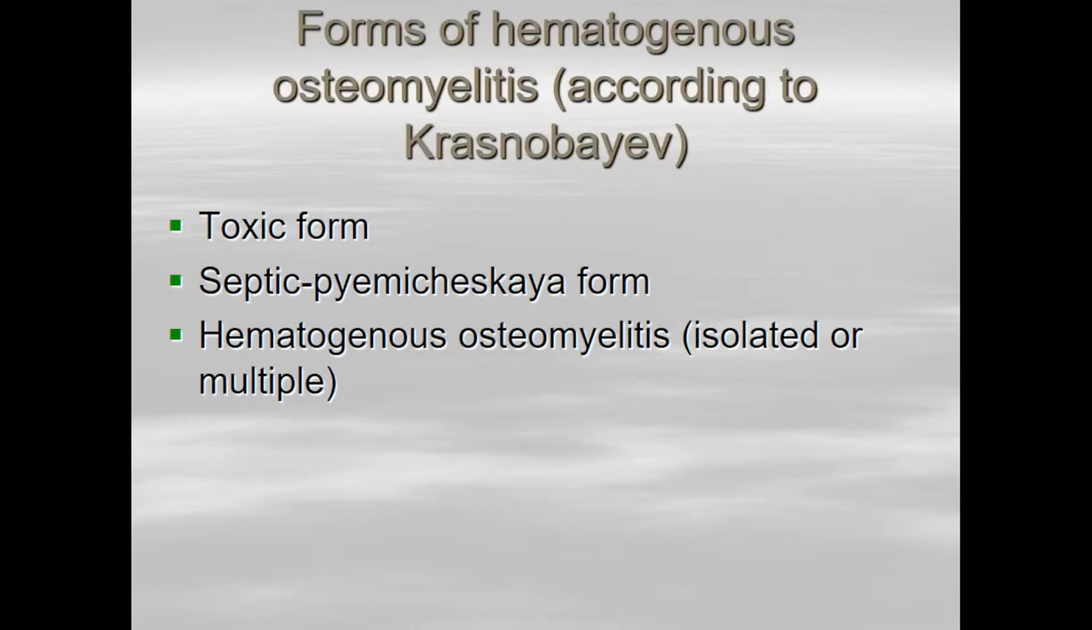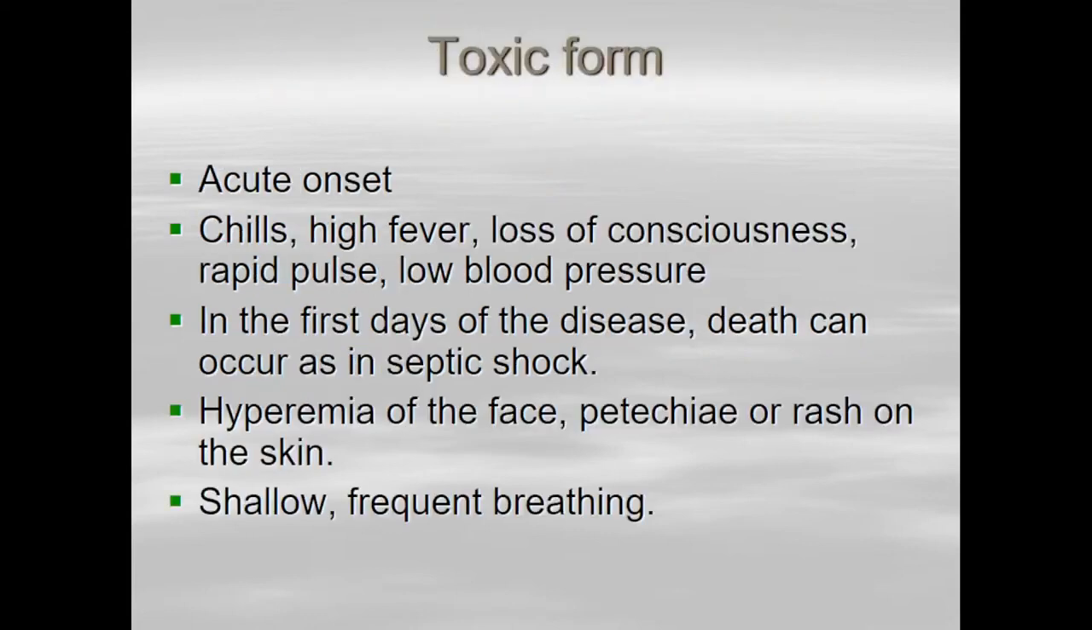Forms of hematogenous osteomyelitis according to Krasnobaev. First, the toxic form. Second, the septicopyemic form. And third, the form of hematogenous osteomyelitis that is multiple. Toxic form: acute onset, chills, high fever, loss of consciousness, rapid pulse, low blood pressure. In the first days of the disease, death can occur as in septic shock. Hyperemia of the face, petechial rash on the skin, shallow, frequent breathing.